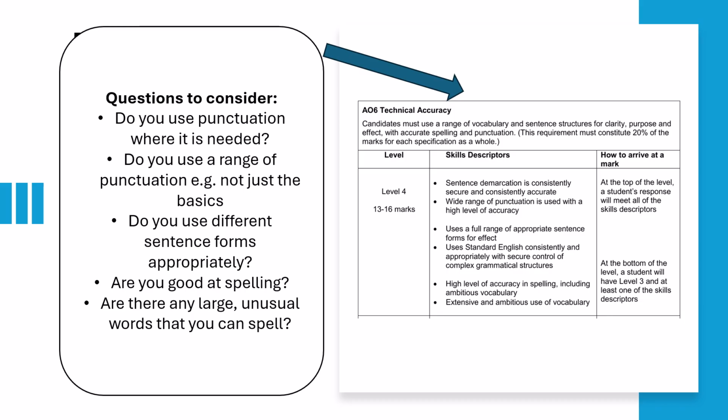And when you think about the next bullet point as well, are there any large or unusual words that you can spell? If you have a look at the mark scheme for the bullet points, we've got things like high level of accuracy in spelling, including ambitious vocabulary, and extensive and ambitious use of vocabulary. Essentially what that's saying is that if you use ambitious vocabulary, the big unusual words, and you're able to spell those correctly, then that's going to allow you to get a little bit higher up in the mark scheme.